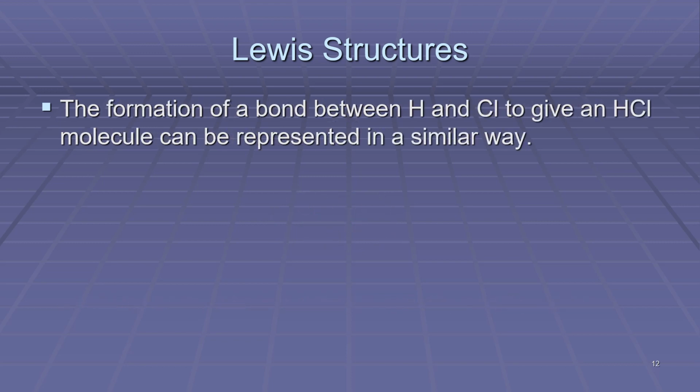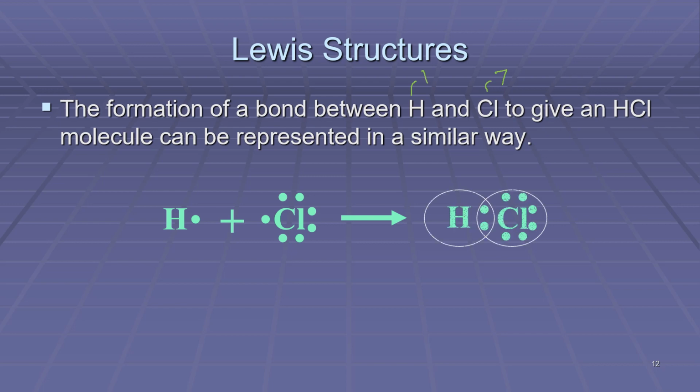In a similar way, we can show a bond between a hydrogen and a chlorine. Now, chlorine is in column 7A, so it has 7 valence electrons, and hydrogen has 1. So chlorine needs 1 more. Hydrogen, because it only needs 2, also needs 1 more. So we can show that here, the 7 and the 1. These are the Lewis structures. And when we stick them together, you can see that chlorine now has 8, hydrogen has 2, so they're both happy.